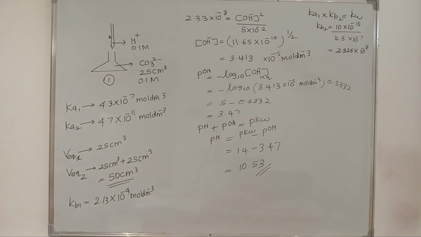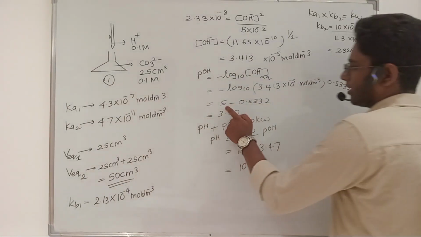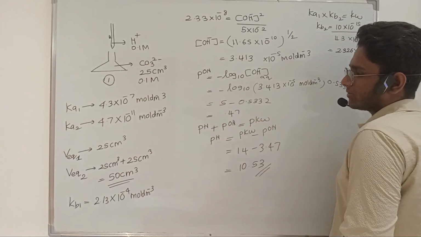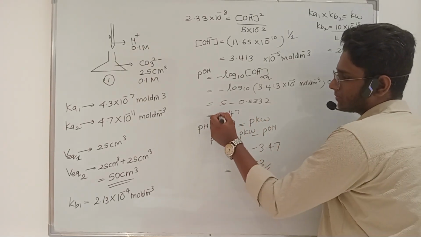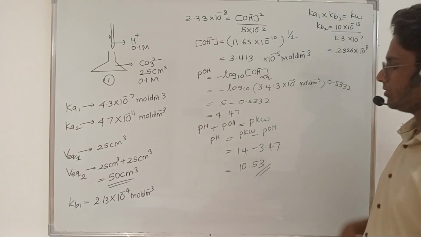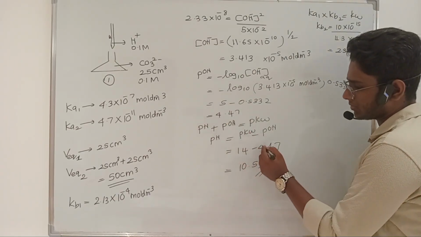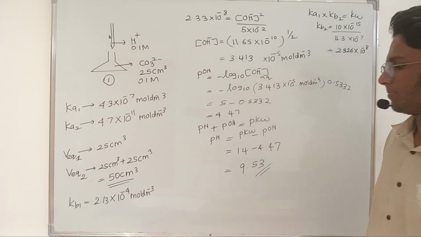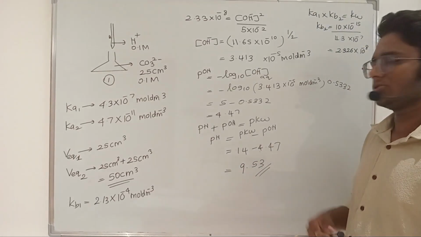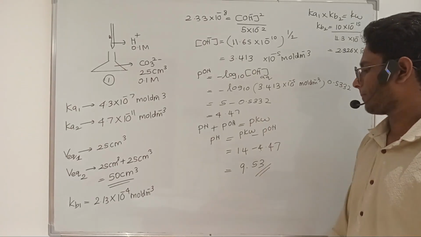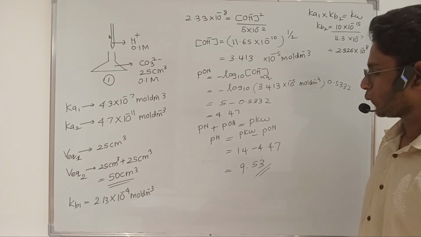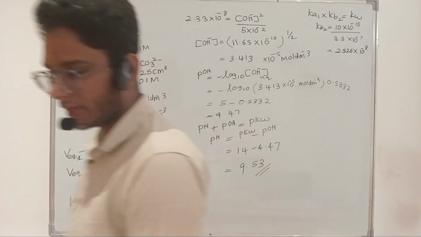Right, guys, there's a small mistake. 5 minus 0.5332 is 4.47, right? So pOH is going to be 4.47. So the pH is going to be 9.53, right? So small calculation mistakes. Okay, so did you all get it?